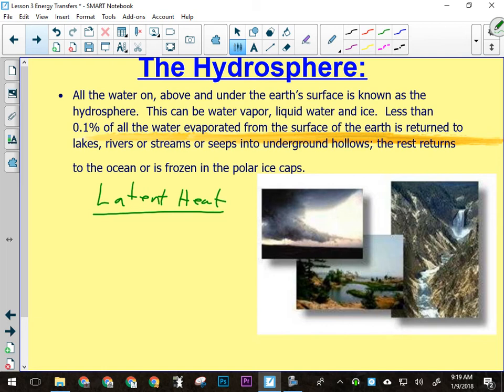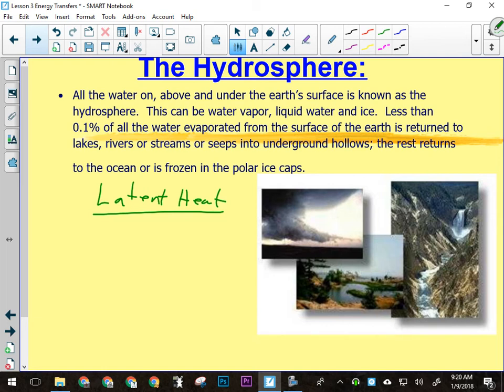Now, this is another important, not that I'm ever going to ask you about this number, but less than 0.1% of all the water evaporated from the surface of the Earth is returned to lakes, streams, or seeps into underground hollows. The rest runs off, eventually ends up in river systems, and goes to the ocean. So when you think about how much water evaporates from here all the time, every day, does it rain here every day? So then what happened to all the water that evaporated here? Yeah, it goes somewhere else.